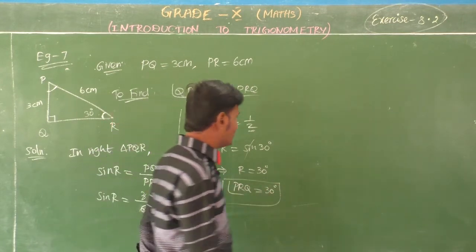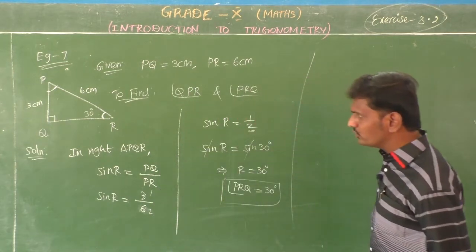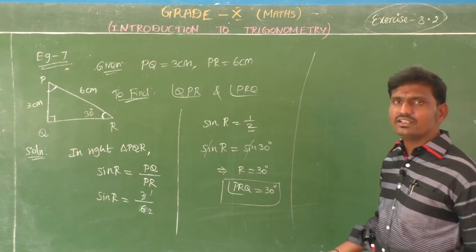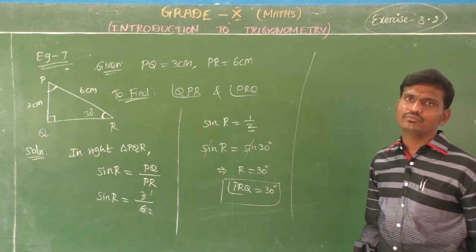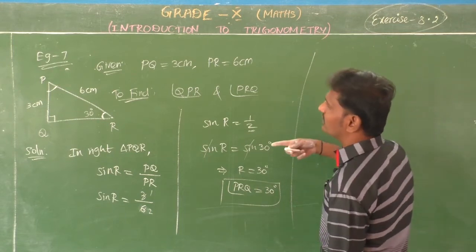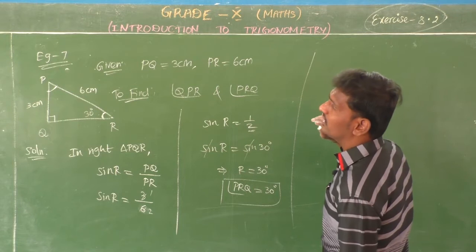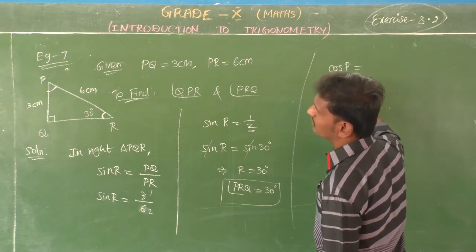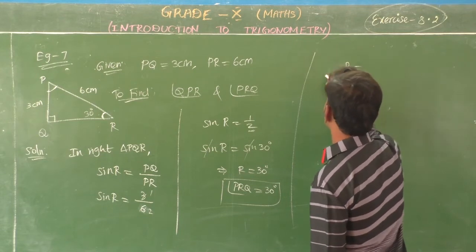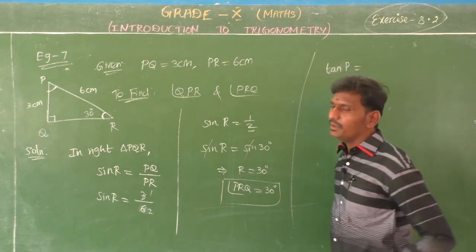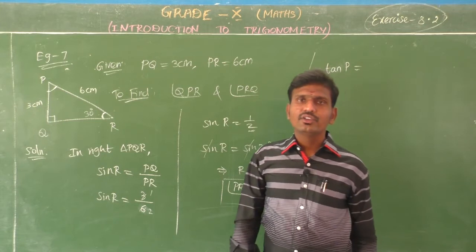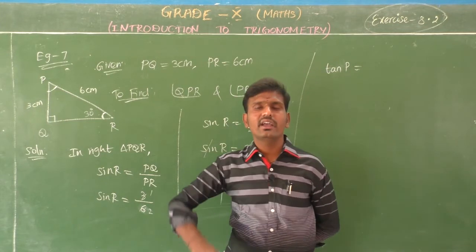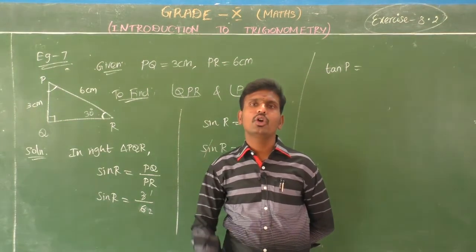So that's the first one found. Next I am going to take again one of the ratios, cos theta or tan theta, that is your wish. Cos P or tan, that is easy for you because you have only two sides, so we use whichever is convenient.